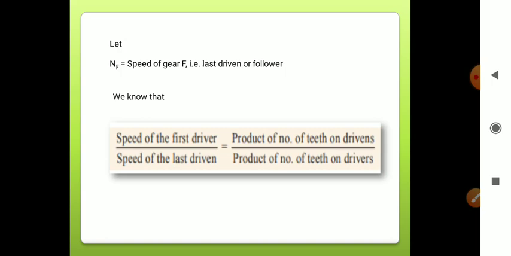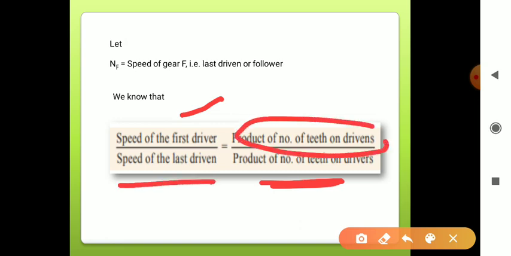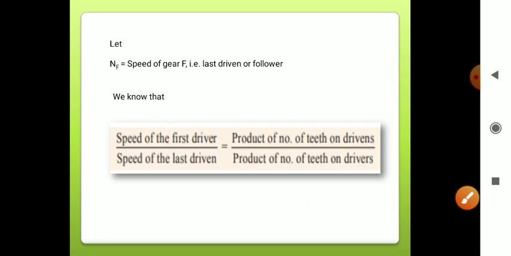Earlier I told that the speed ratio is exactly the reciprocal of the number of teeth. That means speed of driver will be in the denominator for teeth, drivers will be in the denominator and drivens come in the upper side, so exactly reciprocal. The speed of first driver divided by speed of last driven is equal to the product of number of teeth on drivens divided by the product of number of teeth on drivers.